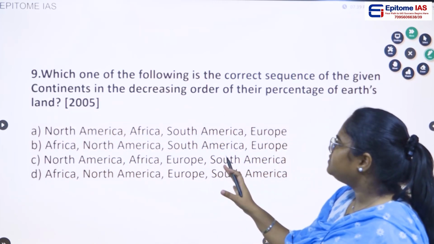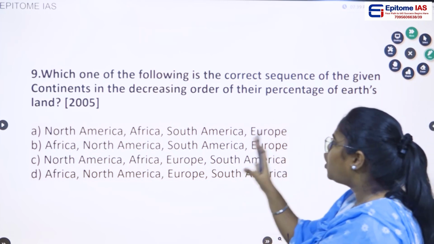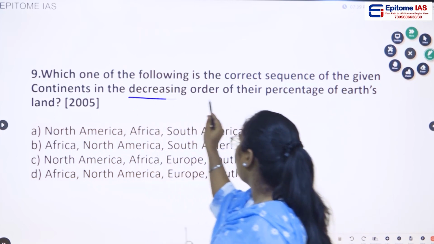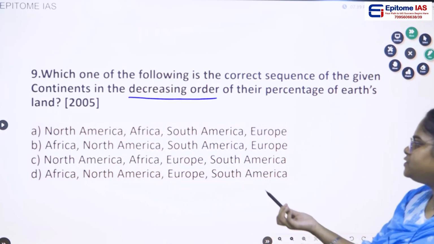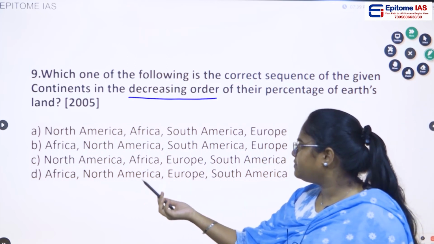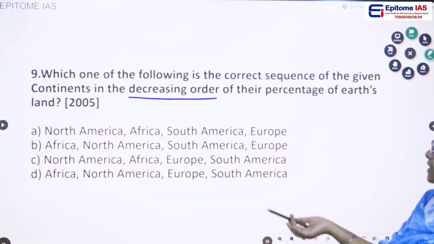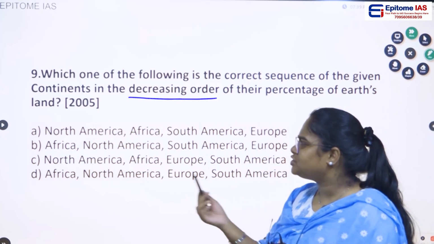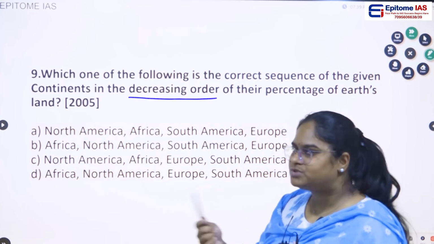So the next question: which one of the following is the correct sequence of the given continents in decreasing order of their percentage of Earth's land? Option A: North America, Africa, South America, Europe. And options B, C, D, they have just shuffled them. They have given the same options, just shuffled.